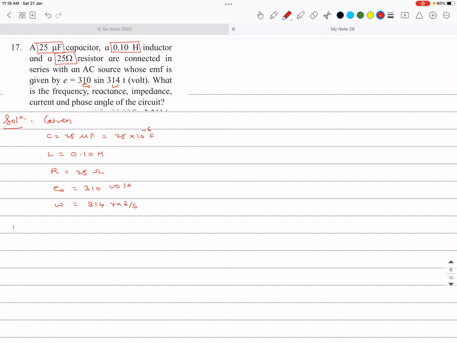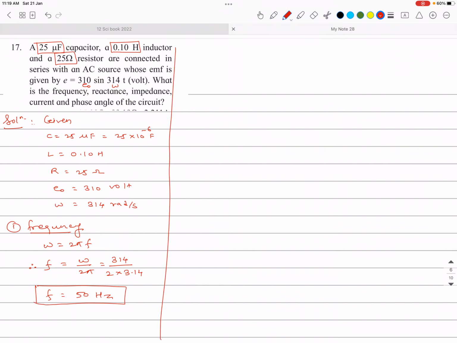What is the frequency? First we find out frequency. So frequency we get by formula. So here they given omega. So omega is 2 pi f, and so by that formula we can write frequency f is equal to omega divided by 2 pi. So omega is known here, 314 divided by 2 into 3.14. So after solving this we get 50 hertz is the frequency.